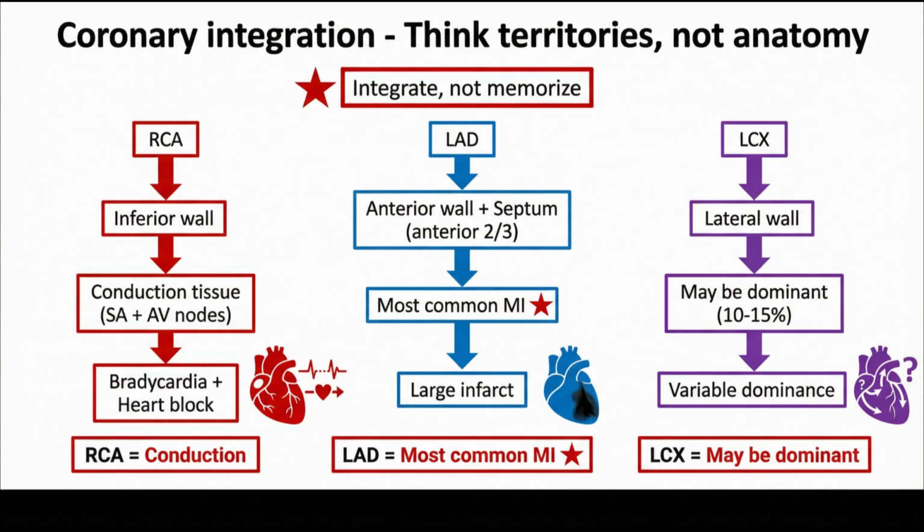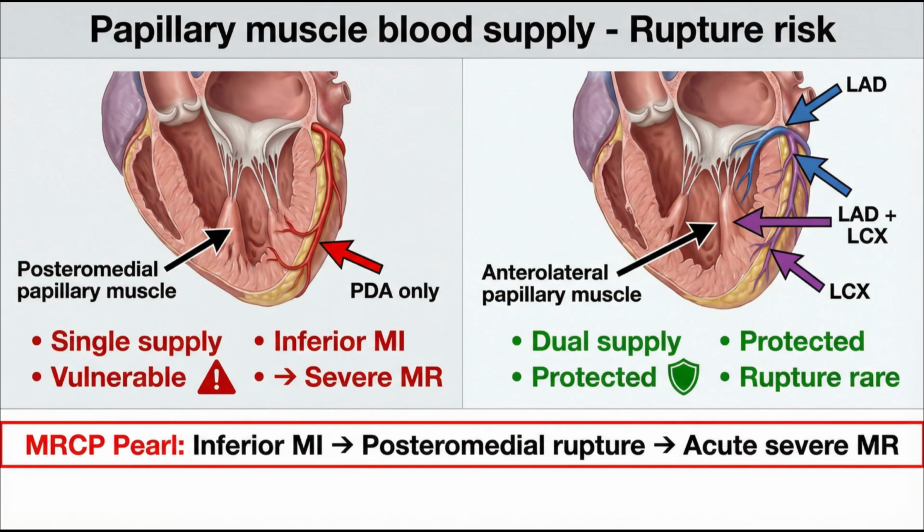Papillary muscle blood supply explains mechanical complications. The posterior medial papillary muscle has a single blood supply, usually from the PDA, making it vulnerable to rupture after inferior MI. The anterolateral papillary muscle has a dual blood supply from the LAD and LCX, making rupture less common.